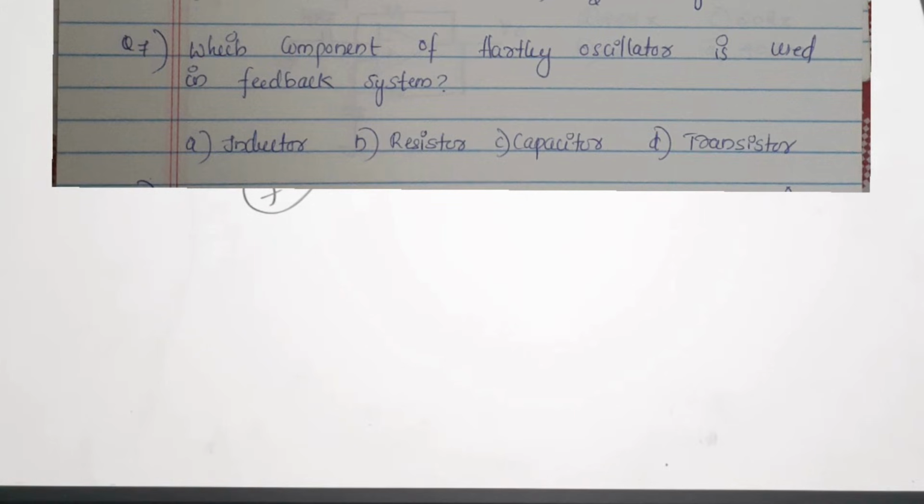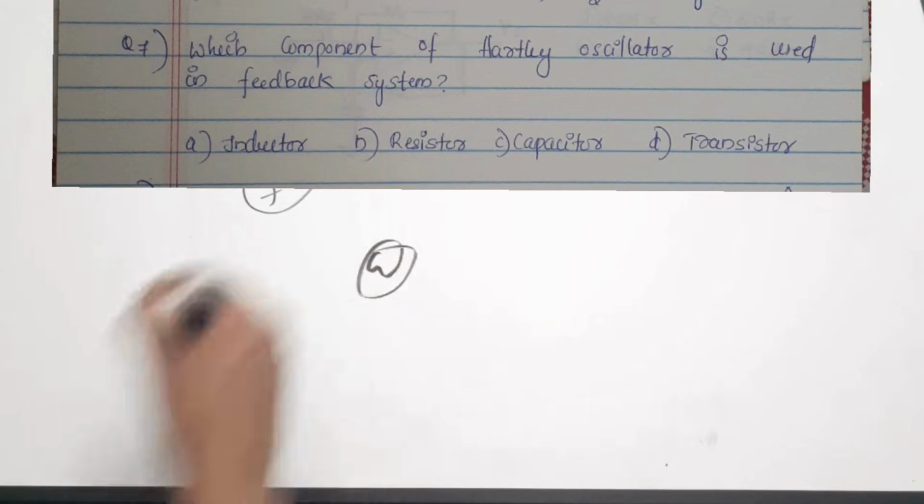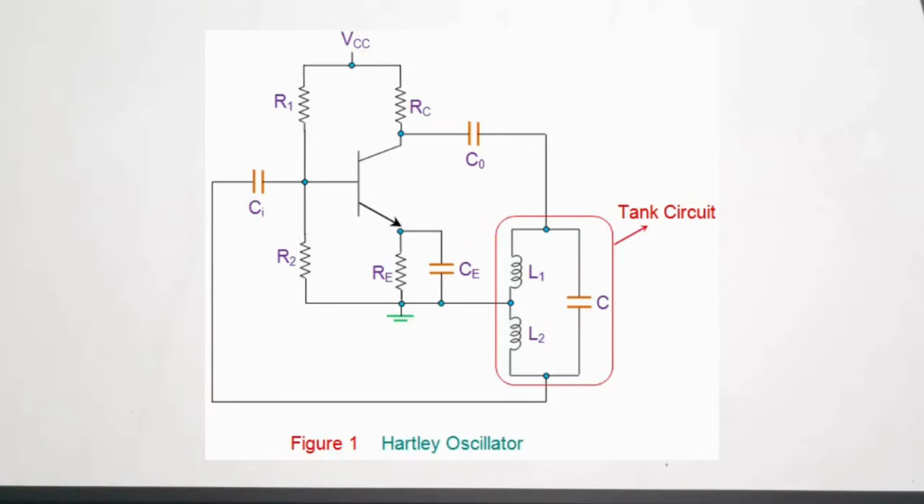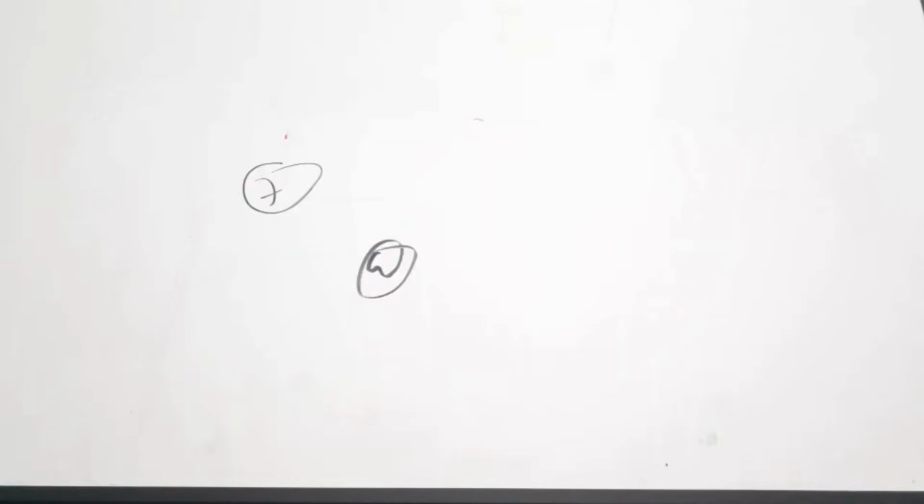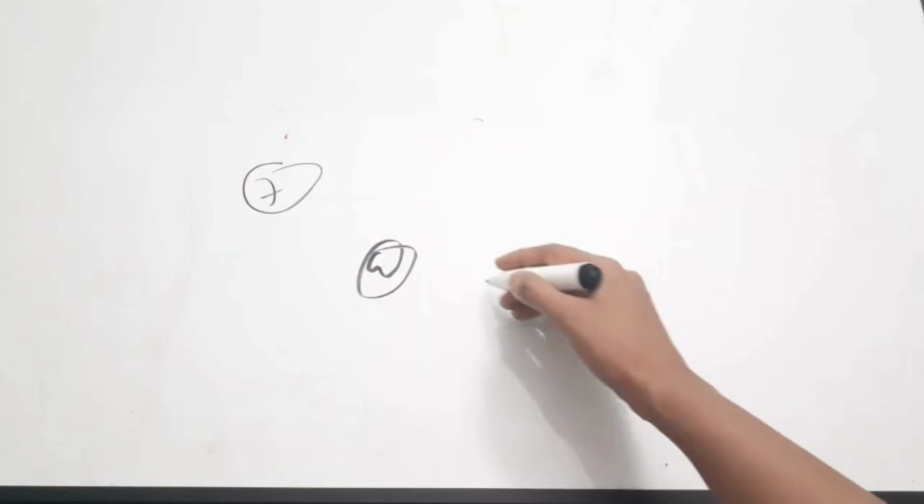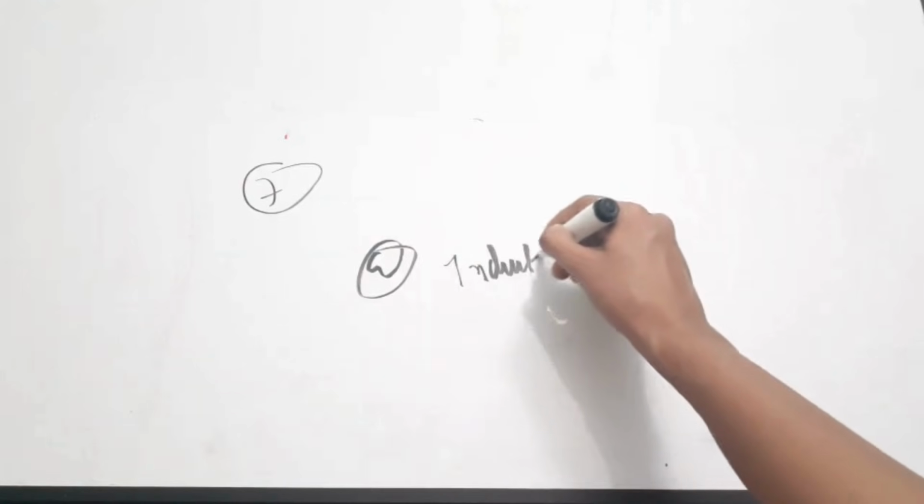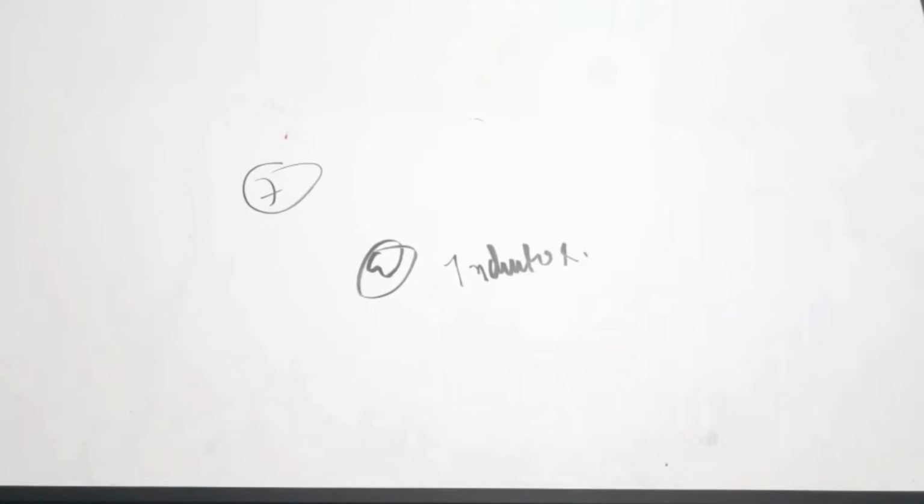Which component of the Hartley oscillator is used for feedback? A, Inductor, B, Resistor, C, Capacitor, D, Transistor. Correct answer is A, Inductor. If you see the structure of the feedback unit of a Hartley oscillator, there is an inductor combination. So the correct answer is A, Inductor. Theory question, this is a direct question.